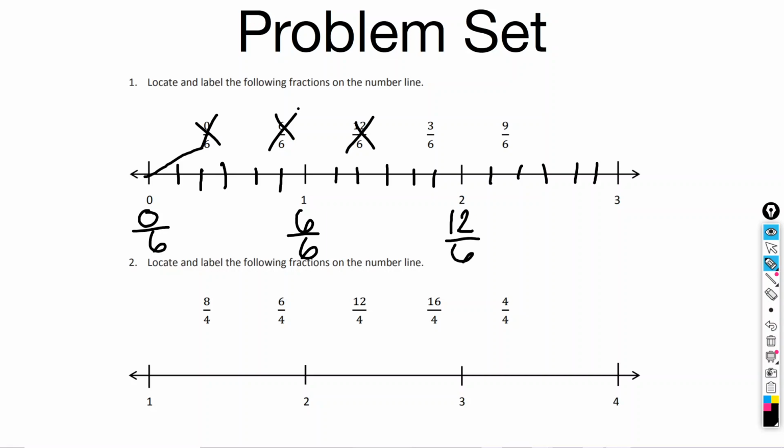I've done that one. Now is 3 sixths, so I'm going to go back over here, start at 0. 1, 2, 3. And there would be 3 sixths. Last is 9 sixths. I'm actually going to start at the 6 and count up. 6, 7, 8, 9. And here is 9 sixths. And now I have labeled all of those fractions on the number line.